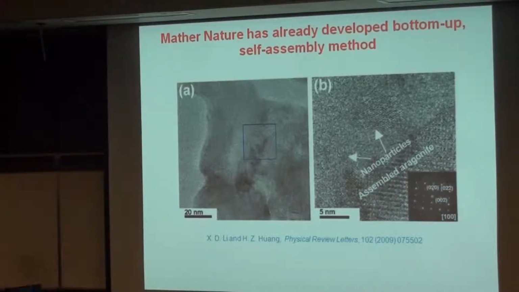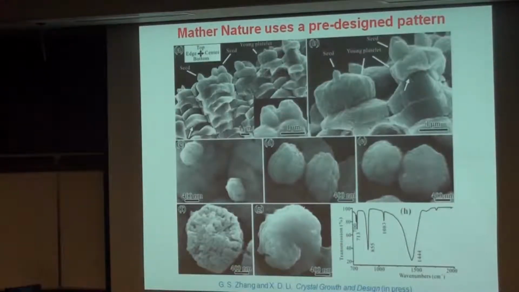And how does nacre assemble those nanoparticles without having agglomeration? We tried to disperse carbon nanotubes. We tried to disperse nanoclays. We encountered the big problem of agglomeration, right? Actually, we found, just like a bird has a pre-designed pattern to build the nest, nacre, Mother Nature, uses a pre-designed pattern.